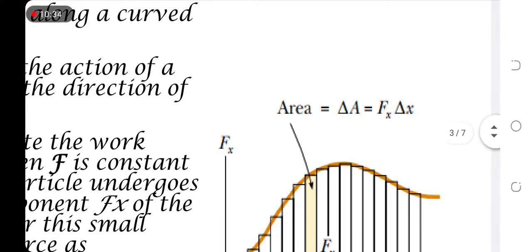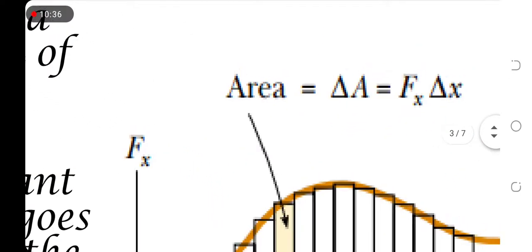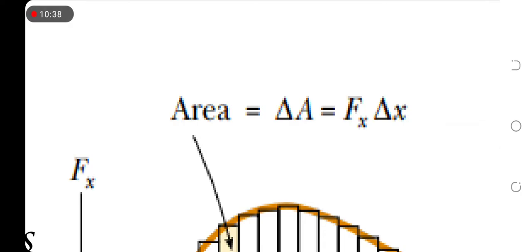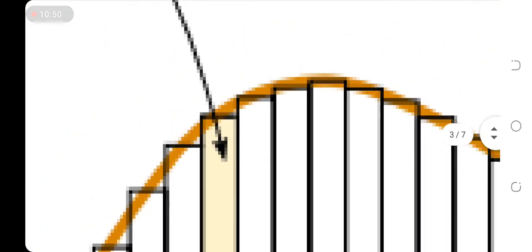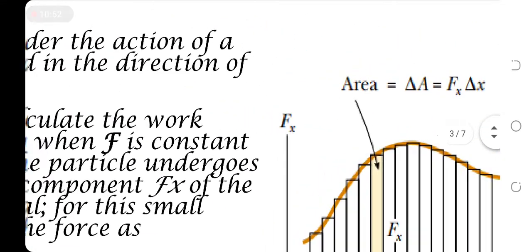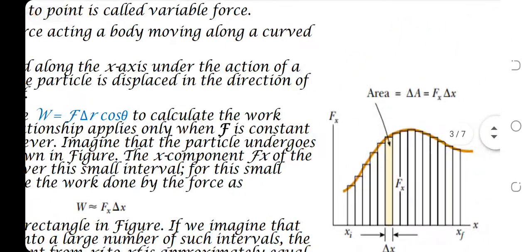For this, the area formula is shown here. Delta A equals Fx delta X, as Fx is the length of the rectangle and delta X is the width of the rectangle. The shaded area shows the work done in this case. This is the work done for a small element, a small interval, a small displacement.